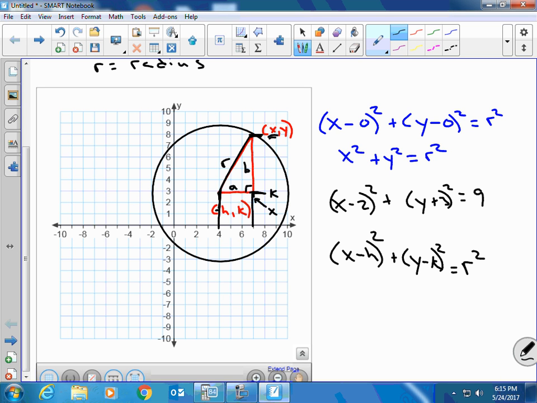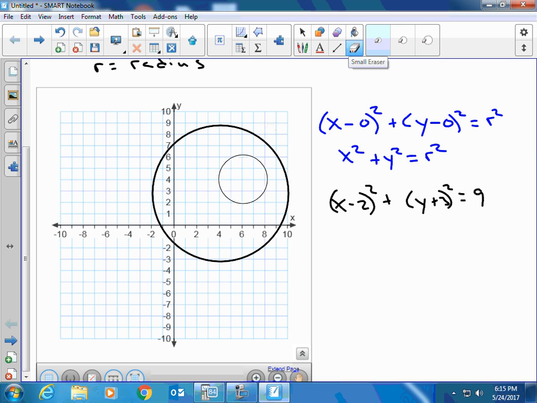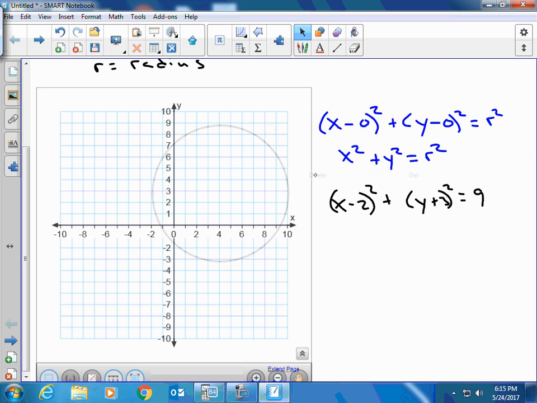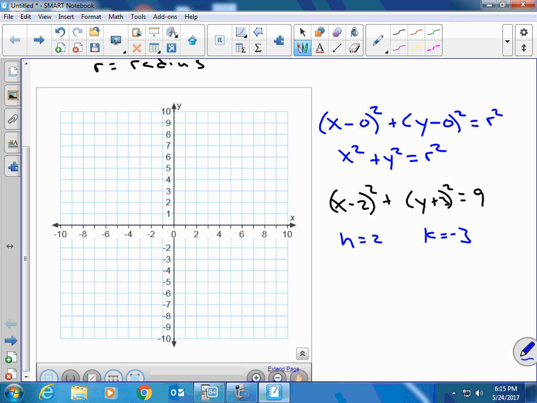All right, let's use that equation right above it. Now let's graph that thing. Get rid of all of this. Graph that thing. So my center is at 2, negative 3. H equals 2 and k equals negative 3. Why did I switch the signs? That says x minus 2, so why did I pick h to be a positive 2? And it says y plus 3, why did I pick k to be a negative 3?